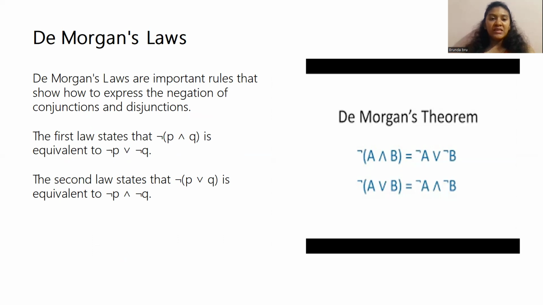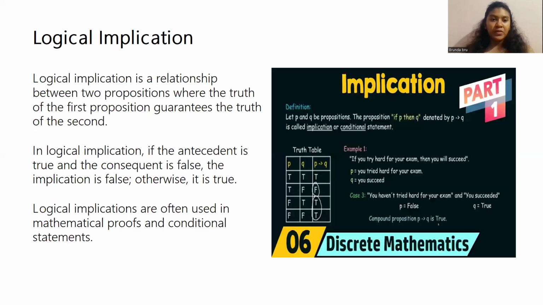The first law states that the negation of P and Q is equivalent to the negation of P or the negation of Q. The second law states that the negation of P or Q is equivalent to the negation of P and the negation of Q.